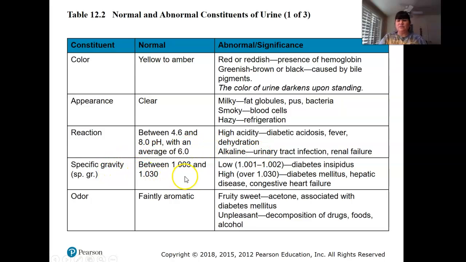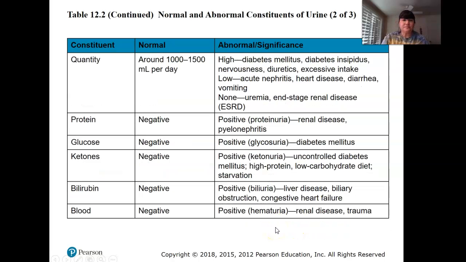Specific gravity tells you something. The best way I could say that is how dense it is, what's in there. Odor, okay. If it's sweet, that sounds funny, doesn't it? It might be diabetes, right? Because you're not supposed to have sugar. If it's unpleasant, it could be decomposition of drugs, food, alcohol, right? Quantity, too much, too little, that tells you something.